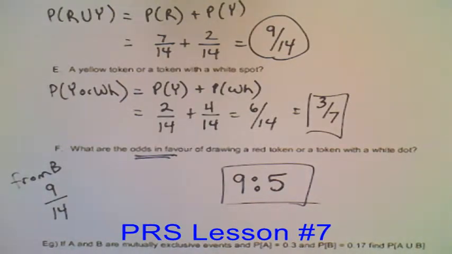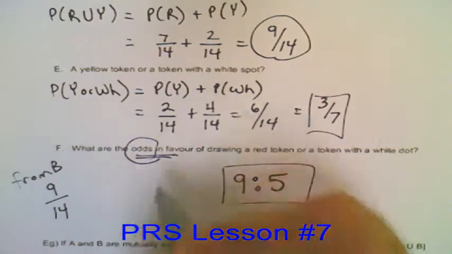So when I look at this and I need odds in favor of doing this, well, there are 9 favorable outcomes out of the 14. How many of them are unfavorable? How many of them are not a red token or a white dot? 14 minus 9 is 5. The odds are 9 to 5. Sounds like a movie, but the odds are 9 to 5 that you are going to get a red token or a token with a white dot.